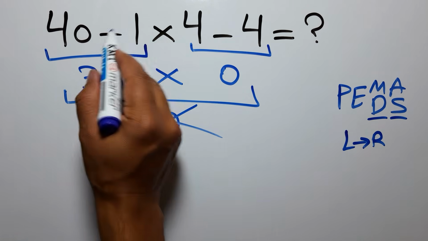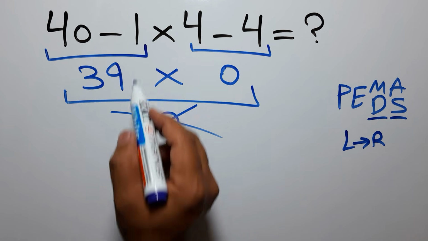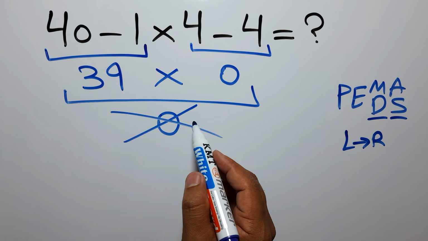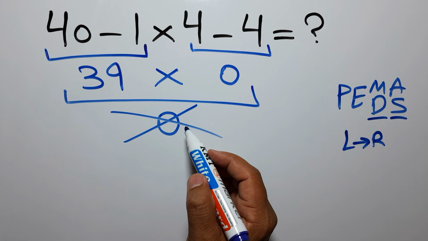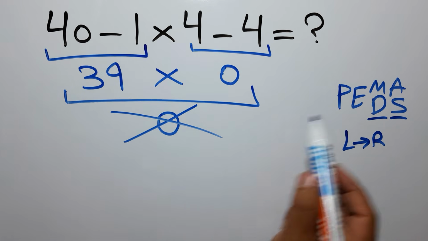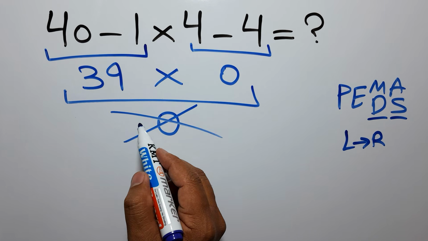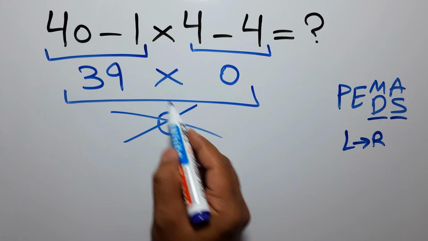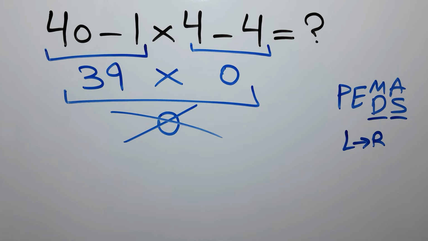In this expression we have two subtractions and one multiplication. According to PEMDAS, multiplication has higher priority than subtraction, because multiplication comes before subtraction. And when we have more than one subtraction in an expression, we have to work from left to right. So therefore, first we have to do this multiplication, then this subtraction, and finally this subtraction. If we do this subtraction or this subtraction before this multiplication, it is wrong.